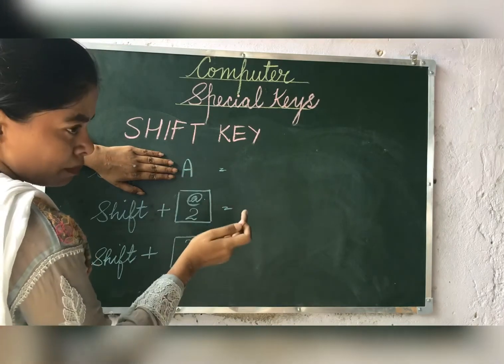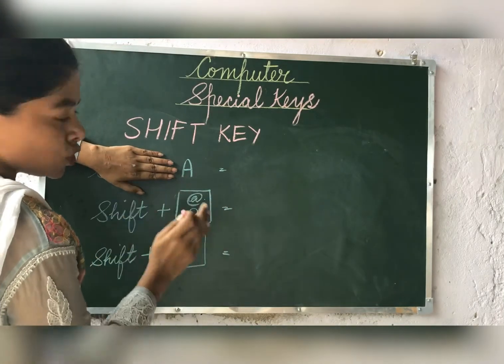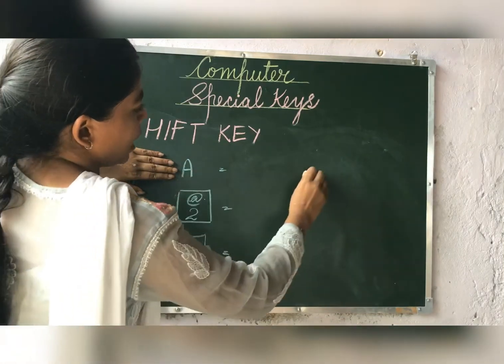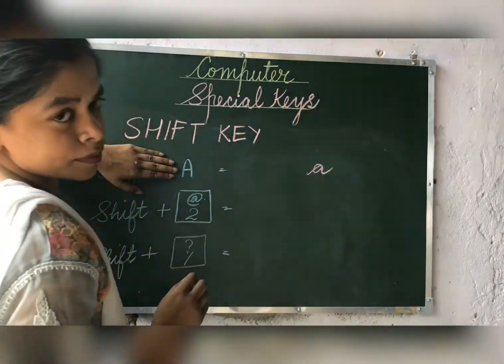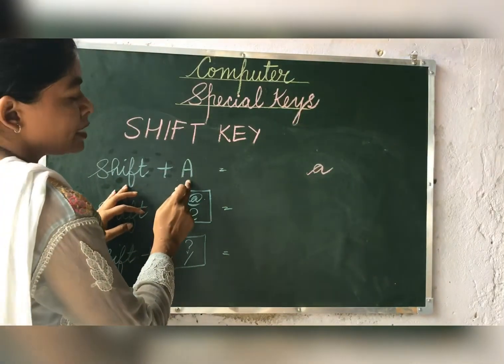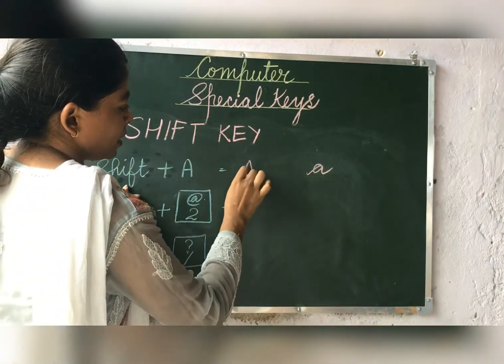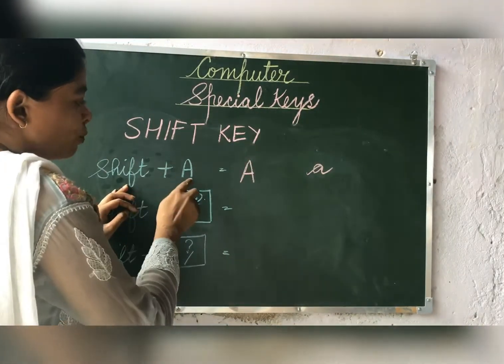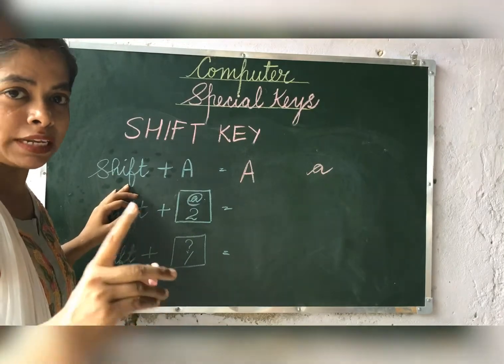Suppose I want to type A in capital, but I am not using the shift key. So you will press this letter and it will come in a small letter. But if you press the shift key and then press the alphabet, it will come in capital. Just keep one thing in mind, that the shift key along with the alphabet key is used to type in capital.